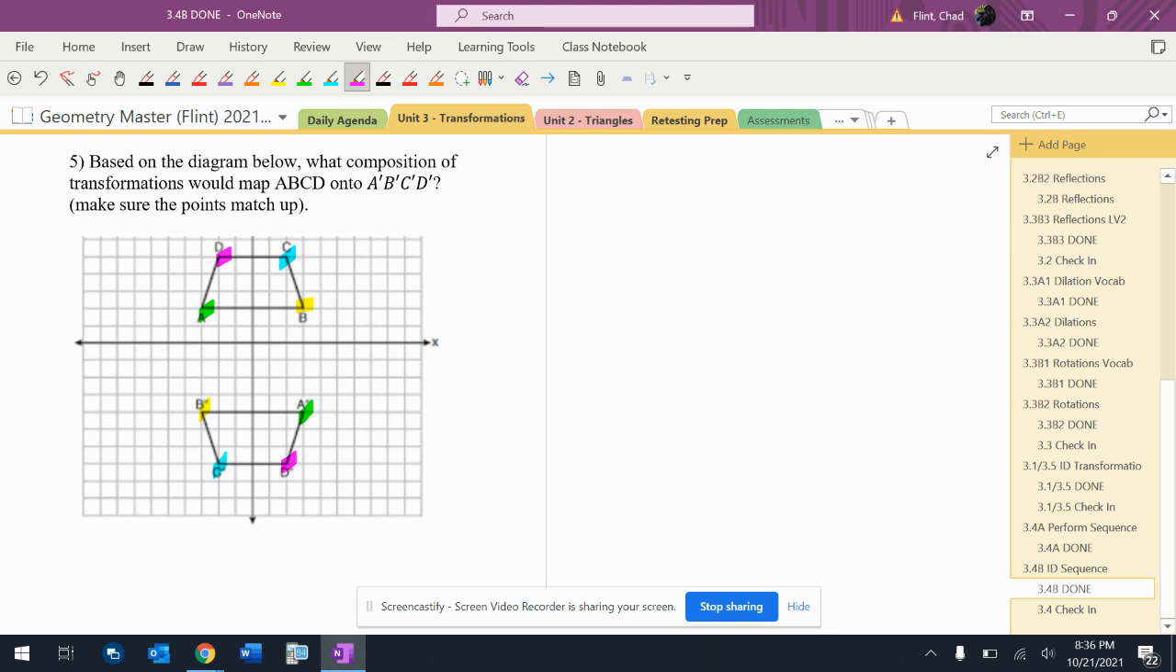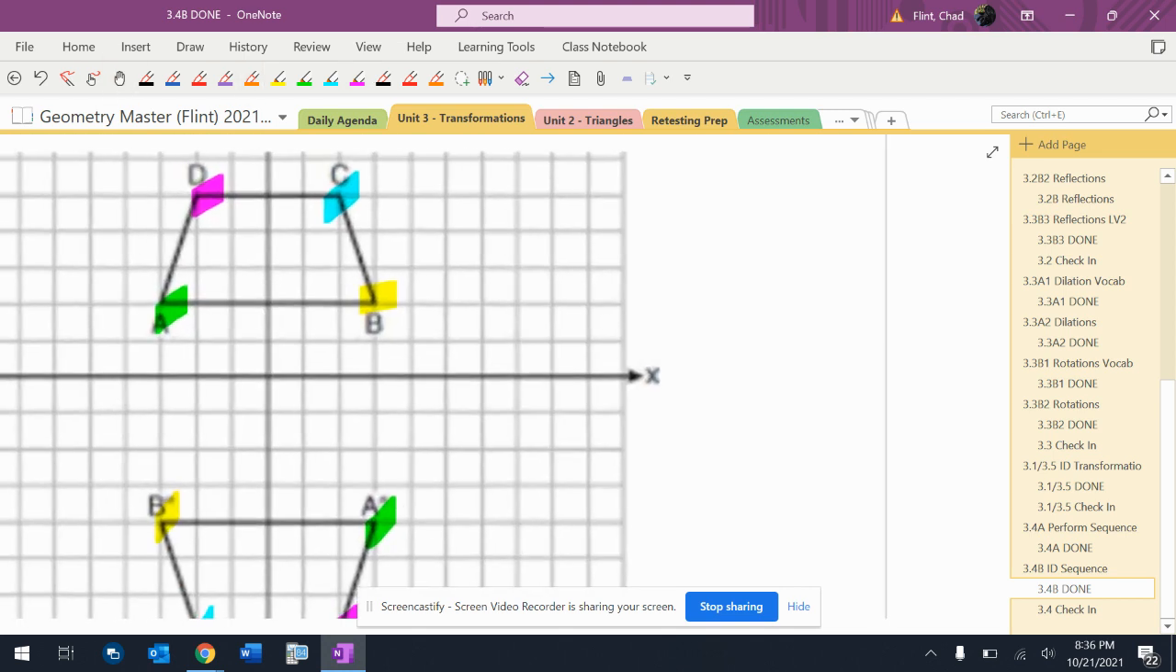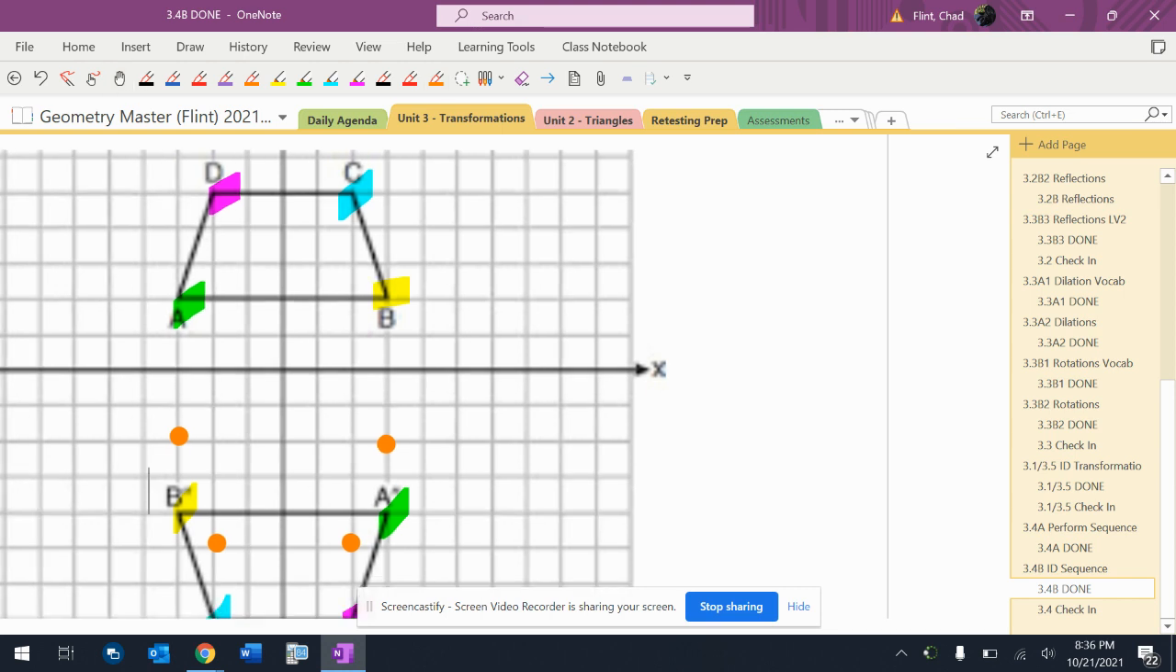But if I reflect this over the x-axis, which is what most people do when they start out, I'm going to zoom in and actually do that and see where this thing goes. 1, 2, 3, 4, 5. All right, so it ends up right there.